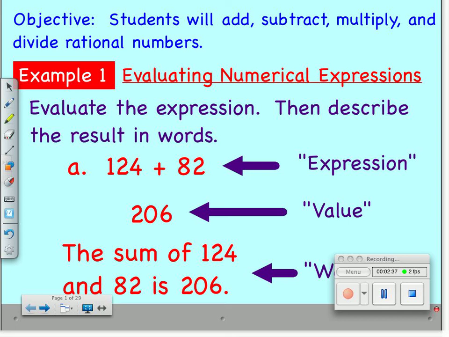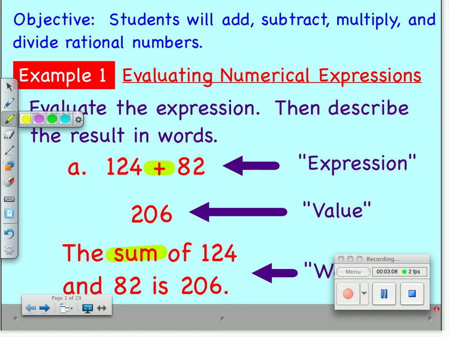What I'd like for you to pay particular attention to here is some vocabulary. Notice that when we have addition here, we have the word sum. So we use the word sum whenever we're talking about the value of an addition problem. Let's move on now to letter B.